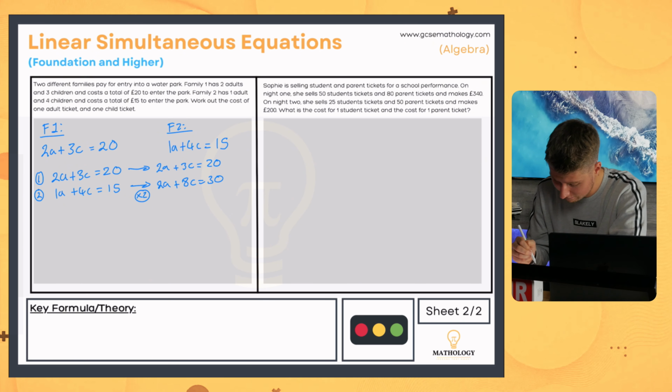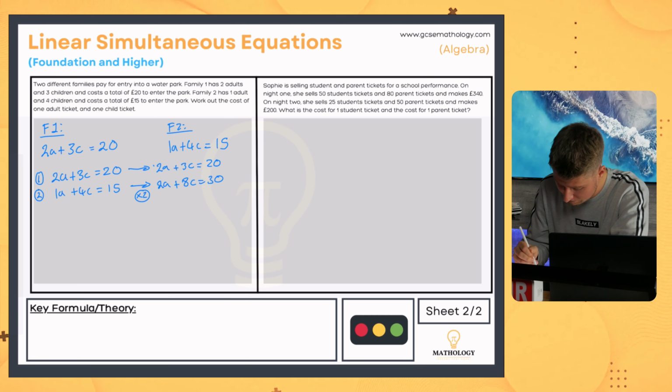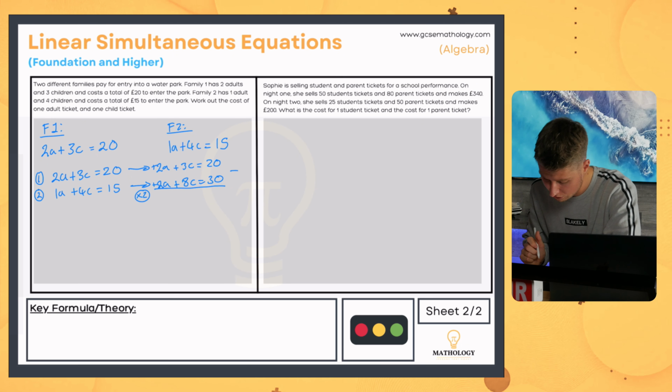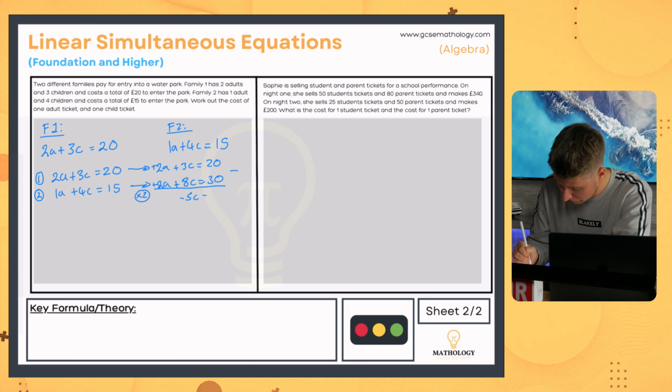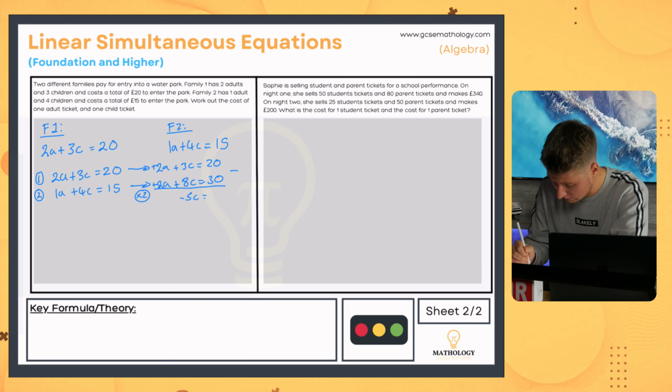So the signs in front of the numbers we've made the same are both positive, so we're going to subtract the equations from one another. 3 subtract 8 is equal to negative 5c, and then 20 subtract 30 gives me negative 10. So dividing both sides of the equation by negative 5, we get c, which is equal to 2. So the cost of a child ticket is £2.